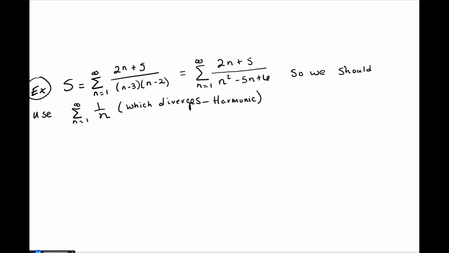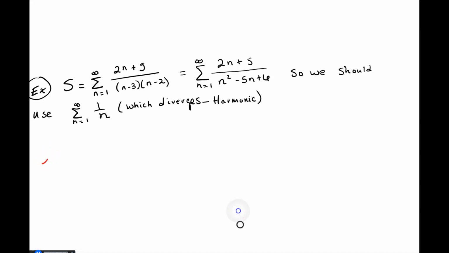Okay, because if you think about it, 2n over n squared, if you're just looking at those initial leading terms, you end up with something like 2 over n. So 1 over n, the harmonic series, is a good one to look at. So what we're going to do is take the ratio of one to the other. And if we take the ratio of one to the other here, if it's positive and finite, then the 2n plus 5 over n minus 3 times n minus 2 diverges. All right, so let's go ahead and take a look.